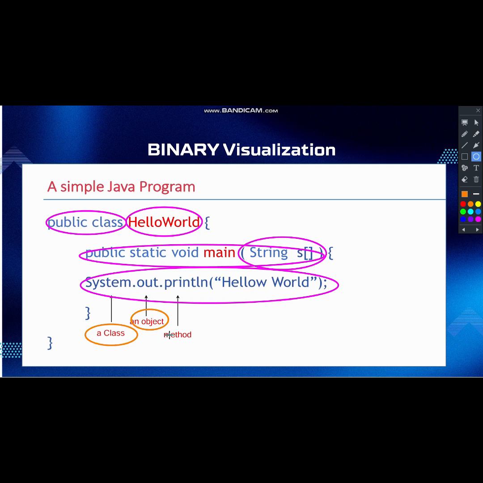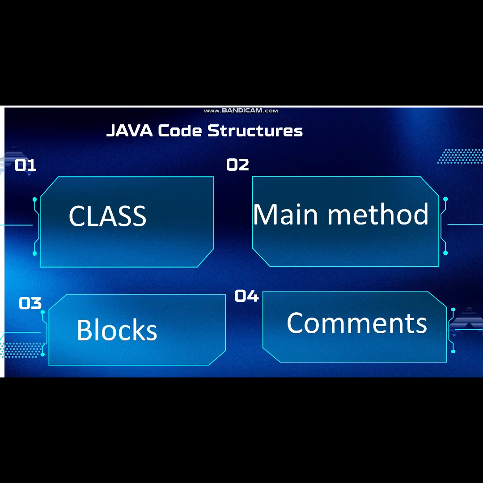This out is an object, and this println is the method of that class. So you may be confused about what is class, an object, and a method. We will soon discuss them step by step. Okay, so here are the Java basic structure or Java code structure.